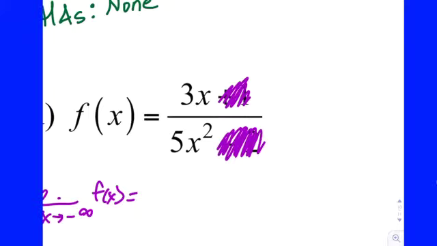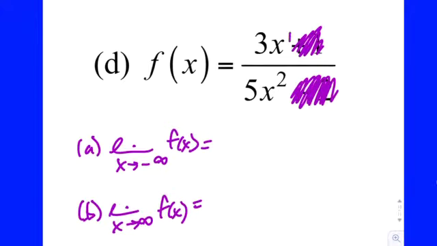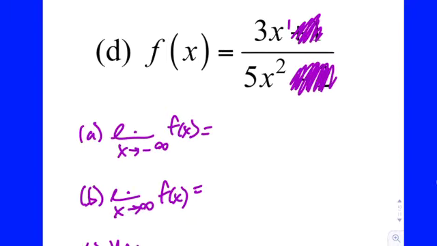But we're zooming out. We just look at the end behavior. And now we compare. Which one grows faster, x to the first or x to the second? X to the second. So for large values of x, the bottom grows faster, which means the ratios are approaching what? 0. From both sides, it's going to approach 0.